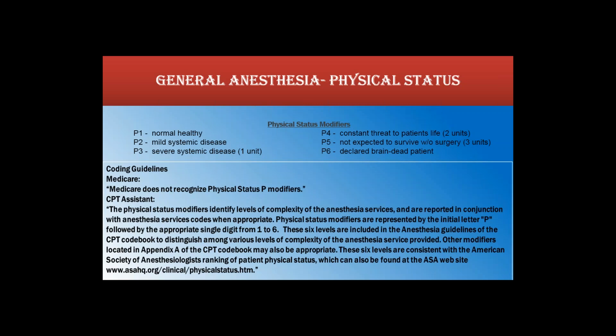Looking at CPT Assistant information, they identify a level of anesthesia and are reported in conjunction with anesthesia service codes when appropriate. Physical status modifiers are represented by the initial letter P, followed by the appropriate single digit from 1 to 6. These 6 levels are included in the anesthesia guidelines of the CPT codebook to distinguish among various levels of complexity of the anesthesia service provided. Other modifiers located in Appendix A of the CPT codebook may also be appropriate. These 6 levels are consistent with the American Society of Anesthesiologists ranking of patient physical status, which can also be found at the ASA website listed here on the slide.